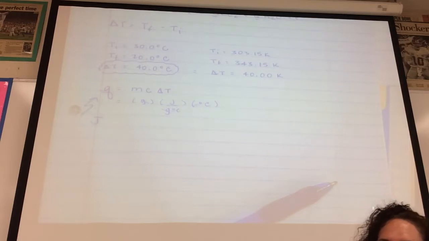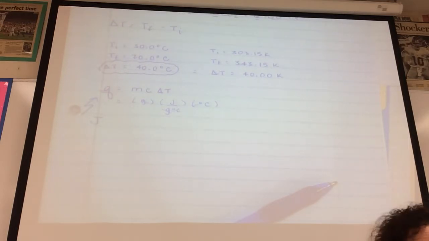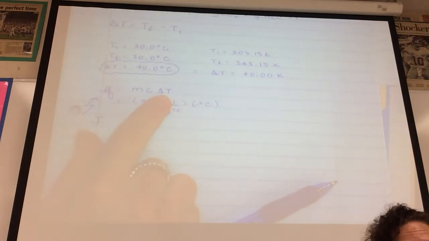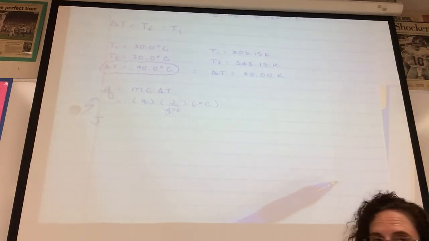Easy peasy? Let's do the first 3 examples. Now, you can calculate Q, or you could calculate M, you could calculate C and figure out what the substance is, you could calculate delta T. You also could calculate TI or TF, so we'll do all variations here.